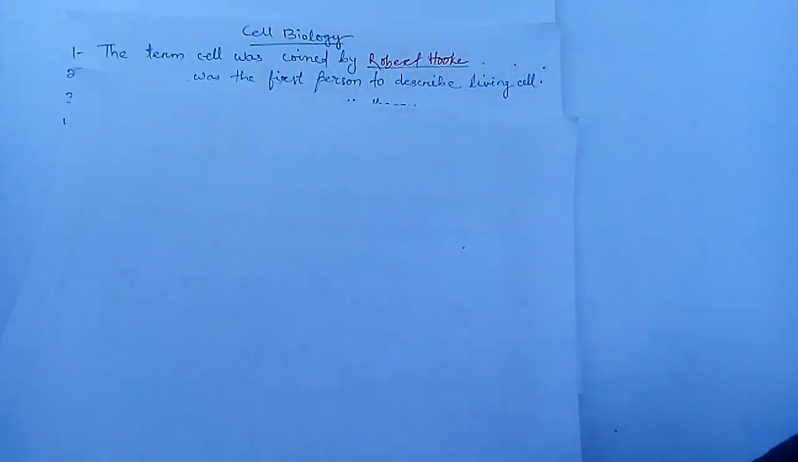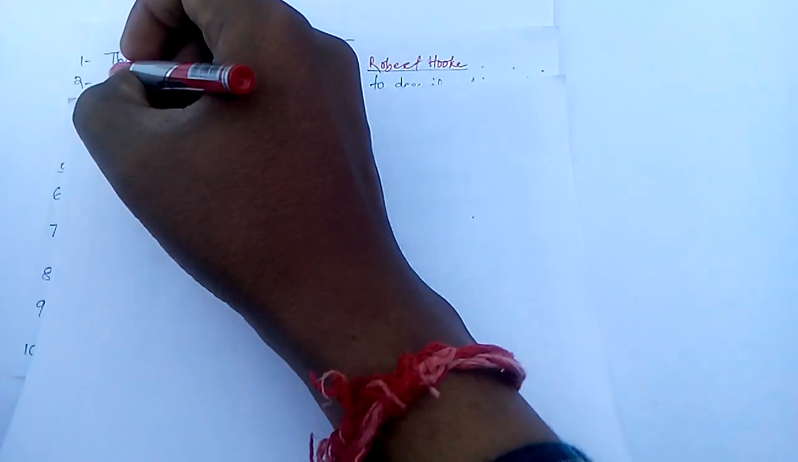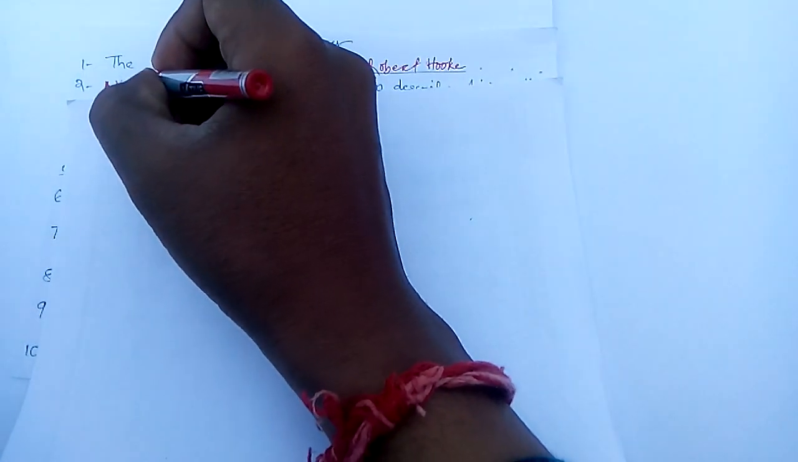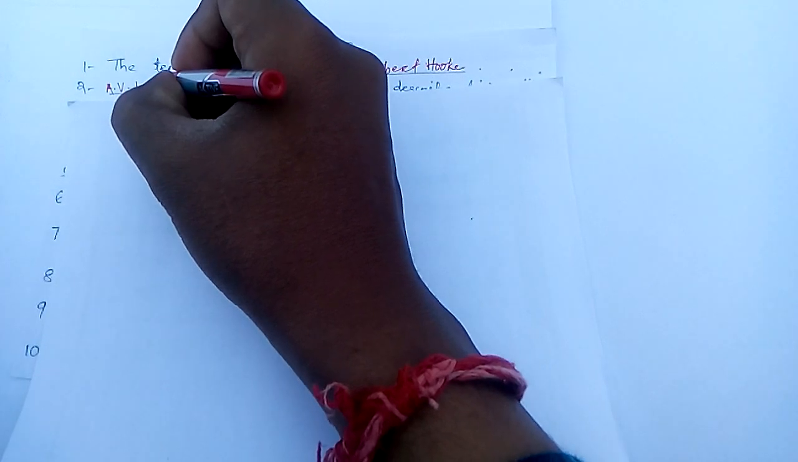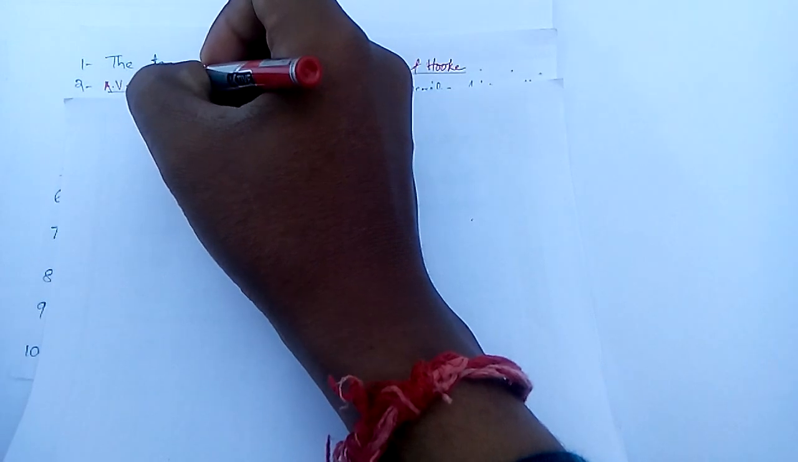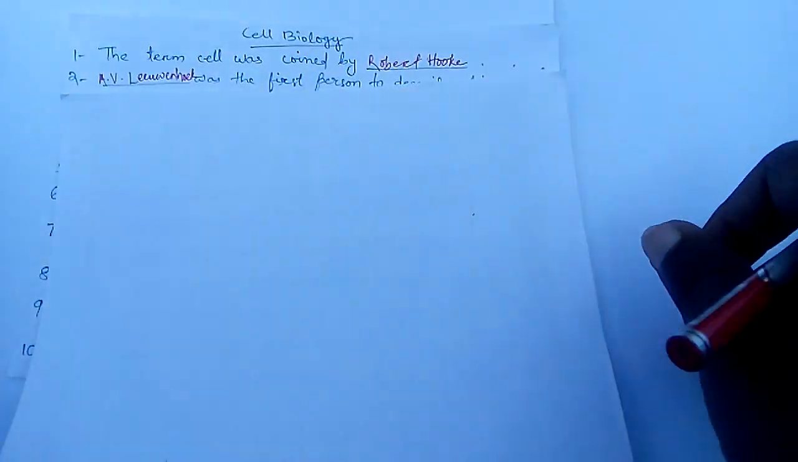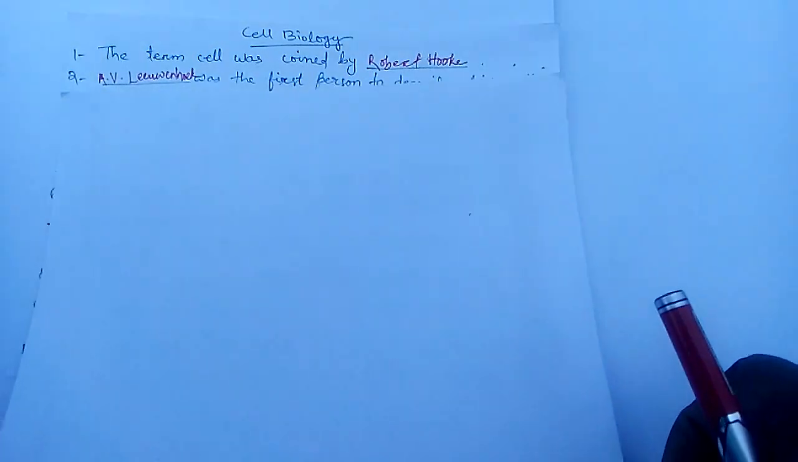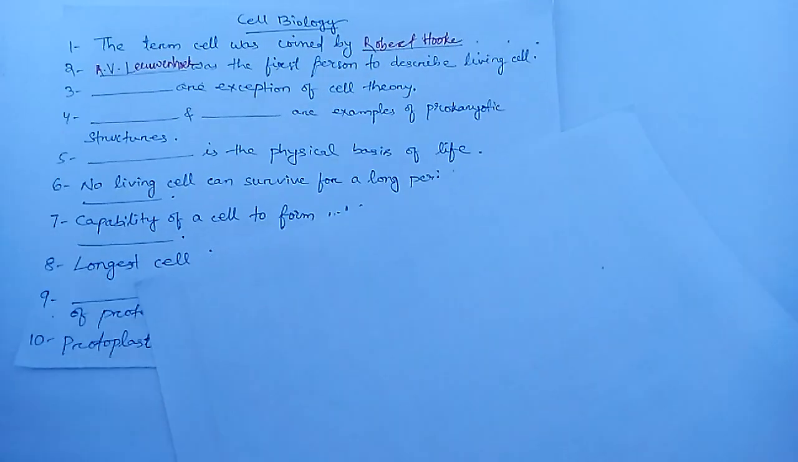Then let's move to the second question. Dash was the first person to describe living cells. As we know, Robert Hooke was the first person to observe dead cells. So who was the first person to describe living cells? Anton van Leeuwenhoek. Mark the spelling, Leeuwenhoek. This will be a tricky one. So Anton van Leeuwenhoek was the first person to describe living cells. Then move to our next question.